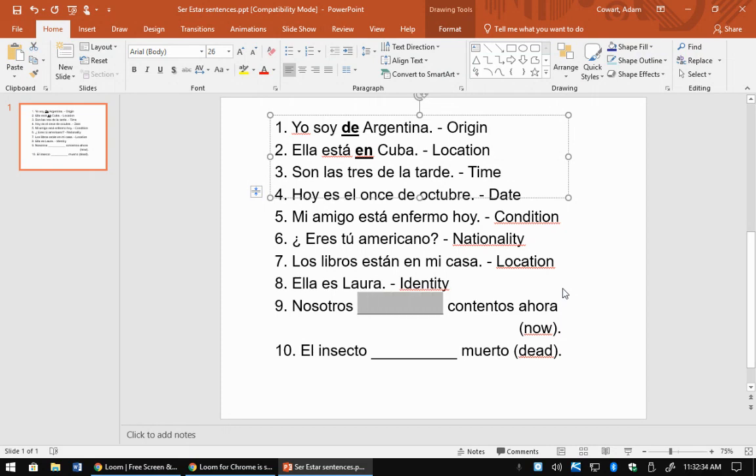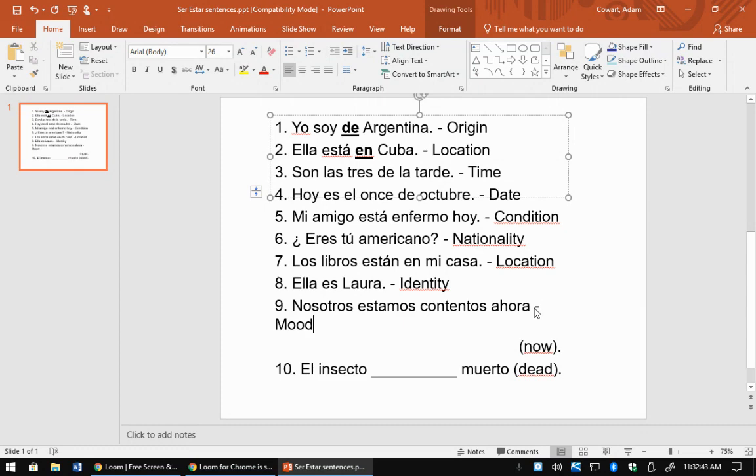Número 9. Nosotros estamos contentos ahora. This is a mood or condition. Condition's fine. We'll just say emotion. Estamos contentos. We are happy. We're happy right now. And the last one, el insecto. See if we got this one. Está muerto. The bug is dead. That is its condition. Okay, so there you go.